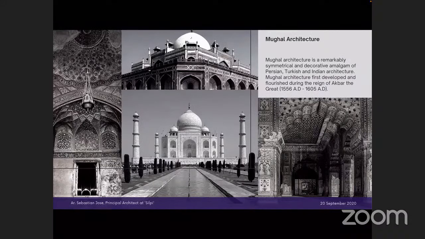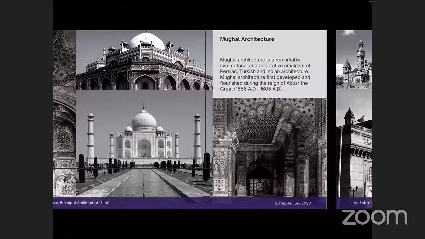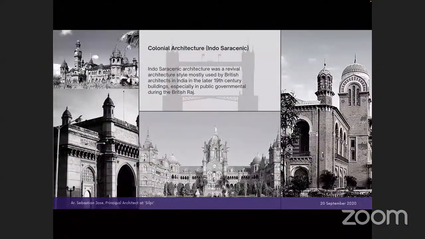And the Taj Mahal is one of the finest examples of that era. It is said that the Taj Mahal is one of the most perfect buildings man has ever built. So we can be proud that we belong, it is part of our country.